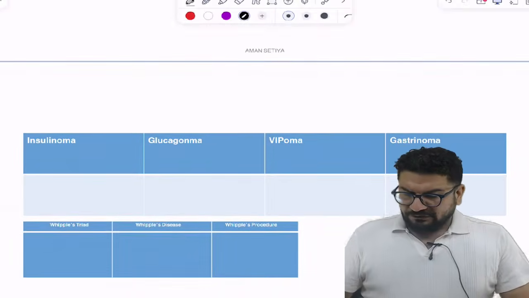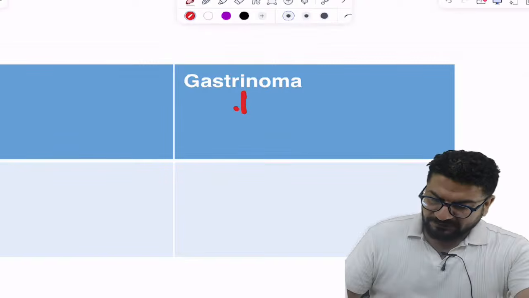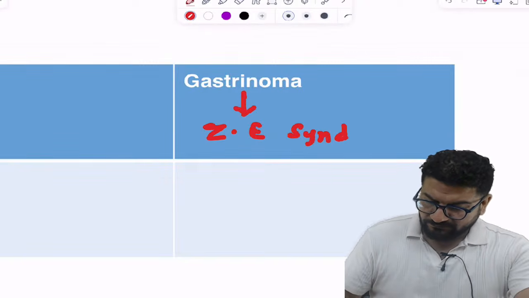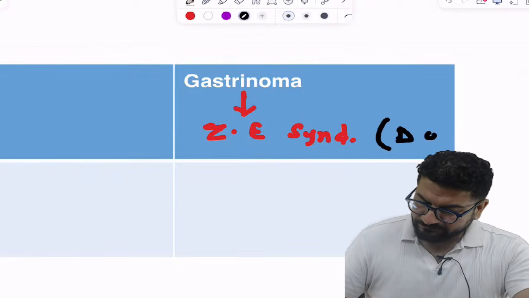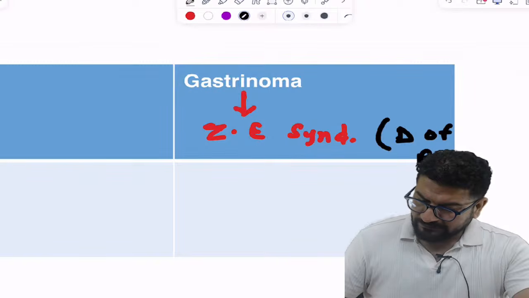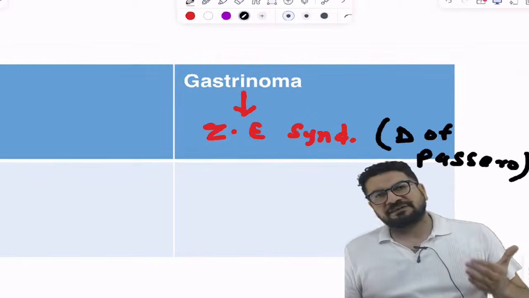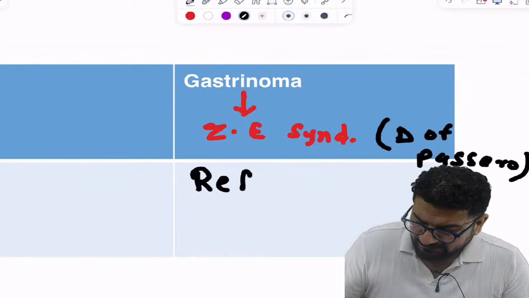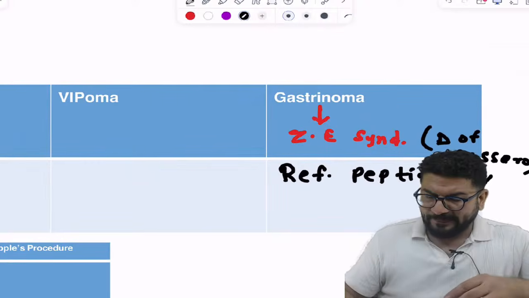Okay, now they ask you questions on different types of tumors. So let's understand these tumors. Gastrinoma, we also call this Zollinger-Ellison syndrome. It will be in the triangle of Passaro. Gastrinoma means more gastrin. More gastrin means more peptic ulcer. So the patient will have refractory peptic ulcer.